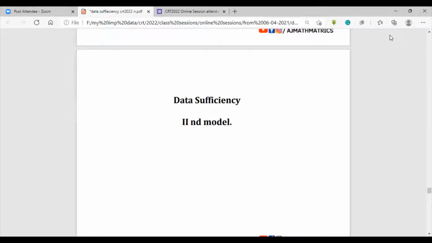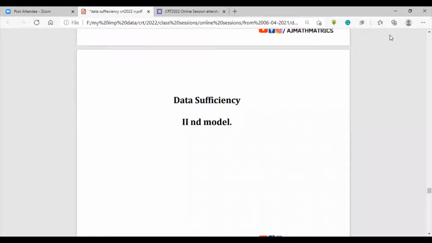So in the first model, we have one question followed by two statements. We are finding whether the data in statement one alone is sufficient, or two alone is sufficient, both together are sufficient, or together not sufficient. So there are five options.